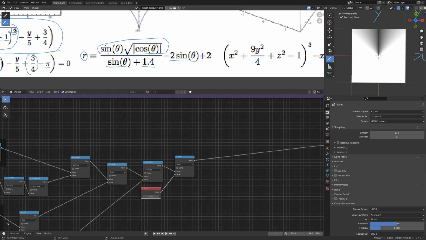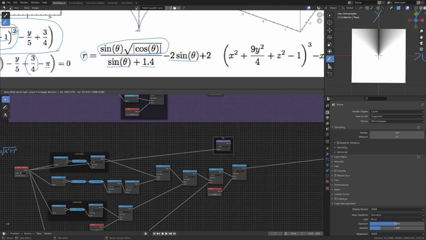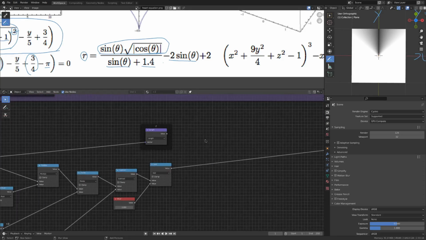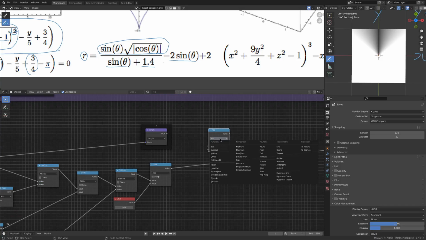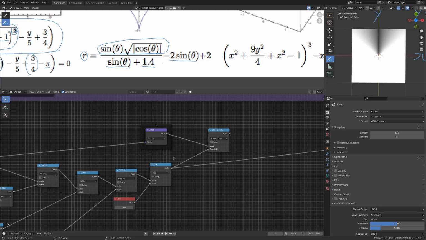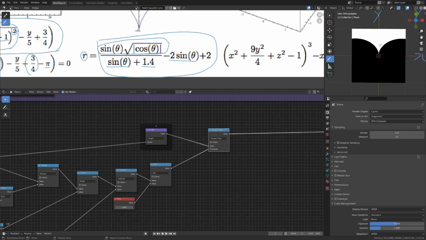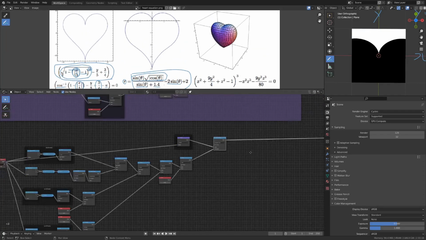We are getting close. And to make this r equal, we are going to use Math Greater Than node. Math, Greater Than, r is going to be the first socket of Greater Than, and the second socket of this. The rest of them is going to the second socket. This rest of them is this part here. Let's see. We got this interesting looking thing here. Let's see how it goes.